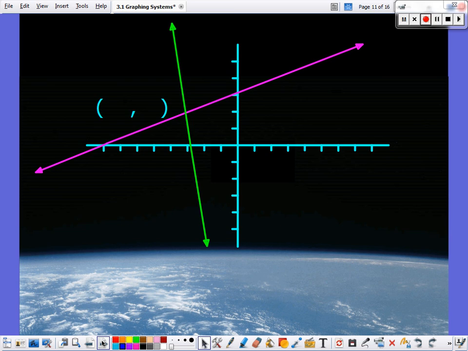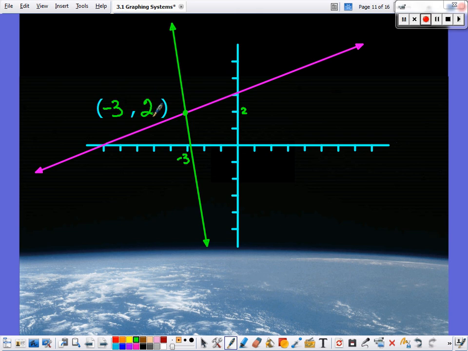Okay, let's take a look at one that's already been graphed for us and make sure we identify where the solution is. Where do we look to find the solution? We look at the intersection point. So it intersects right there. It looks like 1, 2, 3, negative 3, and then 1, 2. So it looks to me like it'd be negative 3 and positive 2.